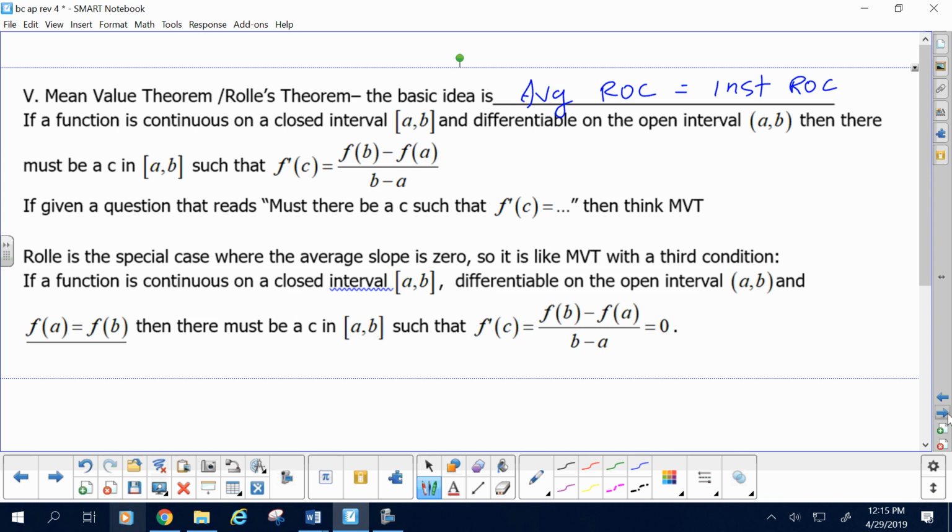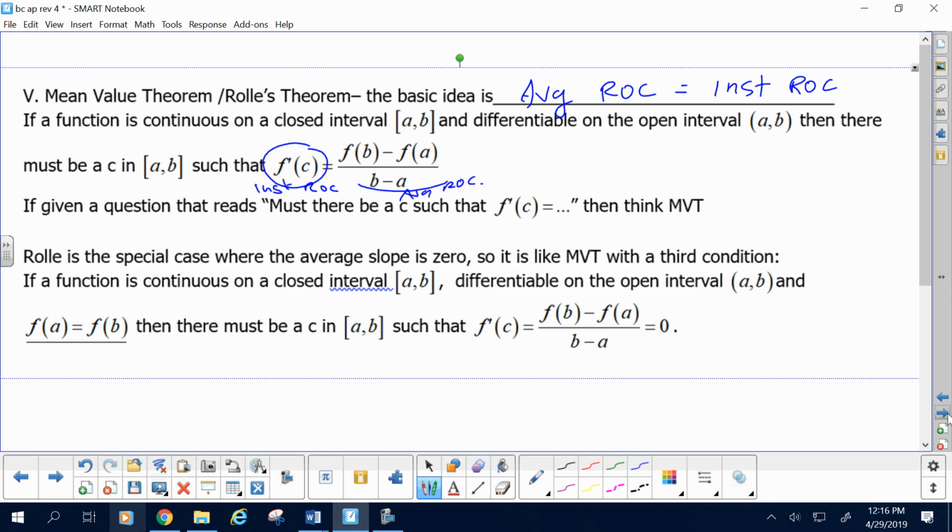So that's what this is basically saying. This is the instantaneous rate of change, and this is the average rate of change. And if you read a question that says, must there be a C such that F prime at C is blah, blah, blah, then you should right away go to MVT as your first thought process, okay?